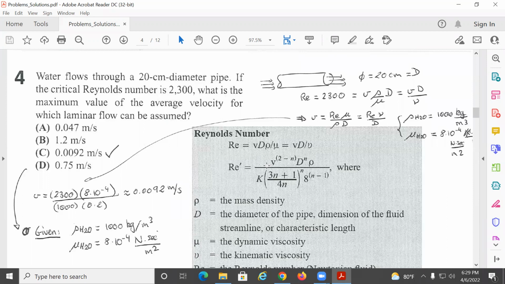All right, fourth problem. Water flows through a 20 centimeter diameter pipe. If the critical Reynolds number is 2300, what is the maximum value of the average velocity for which laminar flow can be assumed? So you might know that depending on the value of the Reynolds number, you can determine if the flow is laminar or turbulent. Generally, small values of Reynolds number we say is laminar, and large numbers would be turbulent.